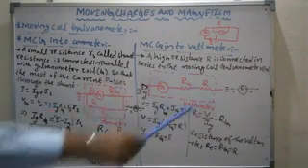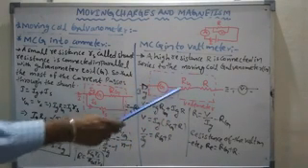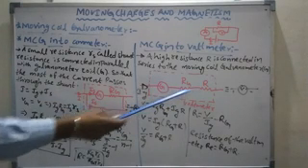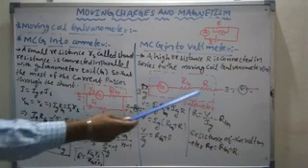Then what is the effective resistance of this voltmeter? Rg plus R. How are Rg and R connected? In series. So the effective resistance of this voltmeter is Rg plus R.